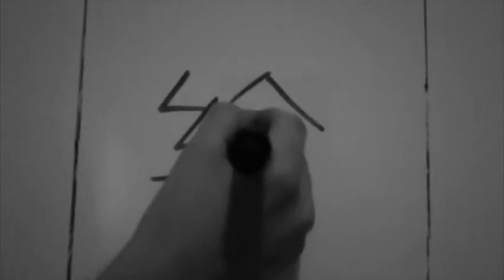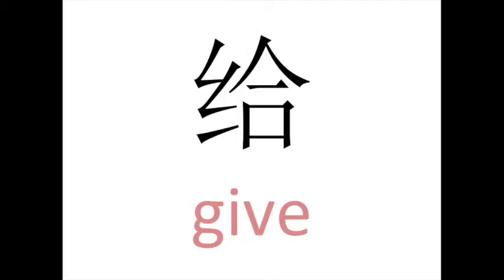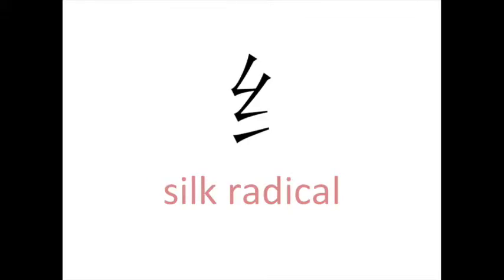Very good. Now what about this new character? It's kind of simple to draw, and that's good because it's an important word. This is the word for give. And the part on the left, the 3 strokes, right? You see the sort of like L, L, and then line underneath it. That represents silk. That's the silk radical. So you could think about giving someone silk. That's a very nice gesture, right?